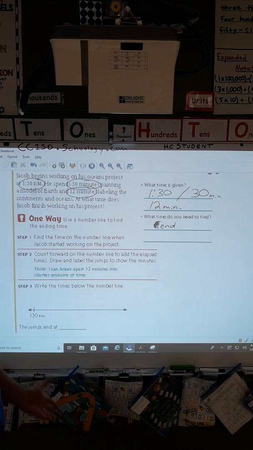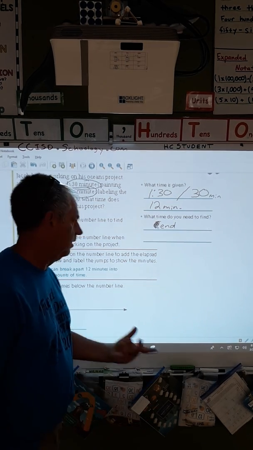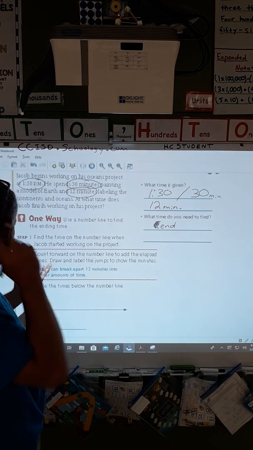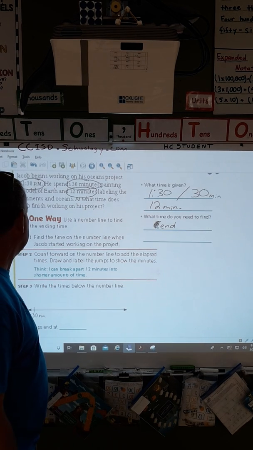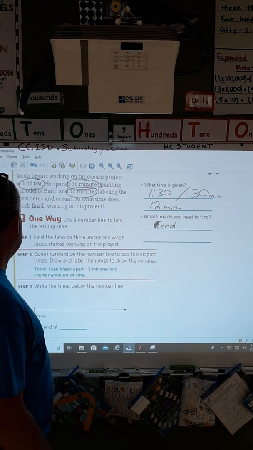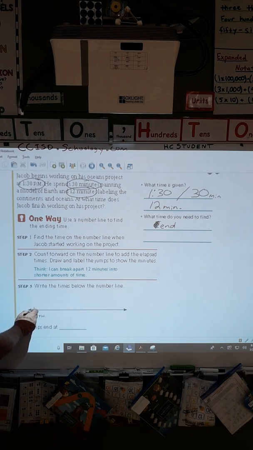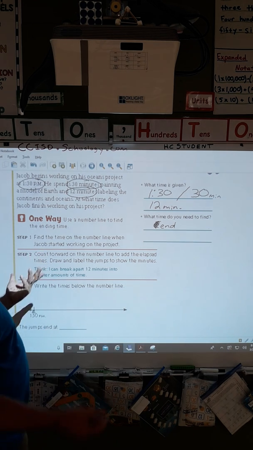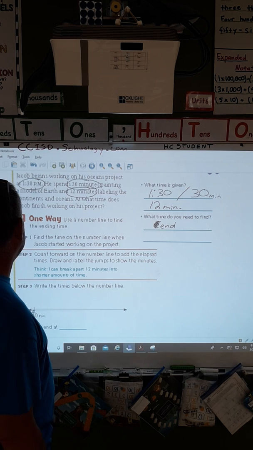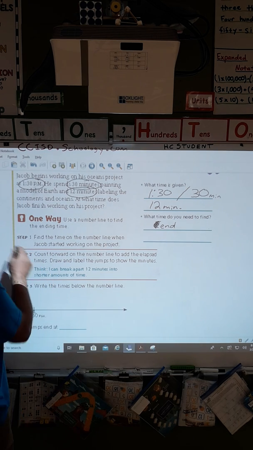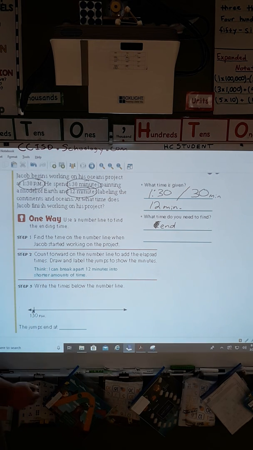Okay, and in this example we're going to use a number line to do it. So it says step 1. Find the time on the number line where Jacob started working on his project, and right here he started at 1:30, and so we'll go ahead and we'll show the time he spent painting the model of the Earth. We'll do that in green.